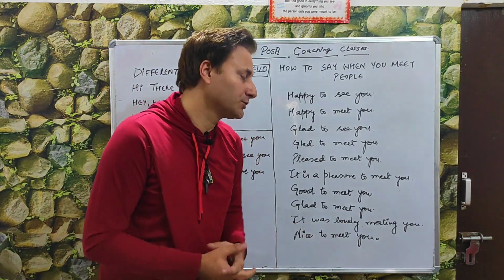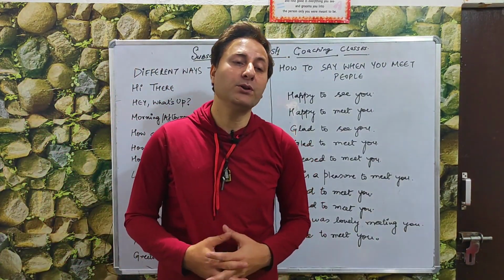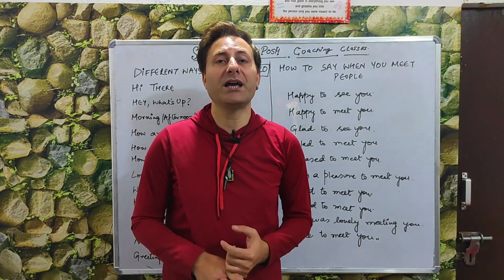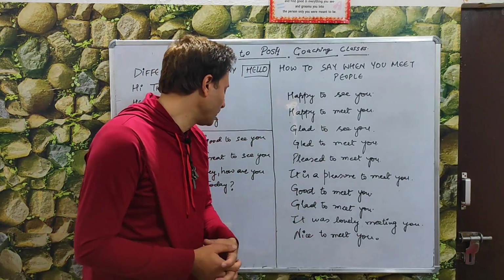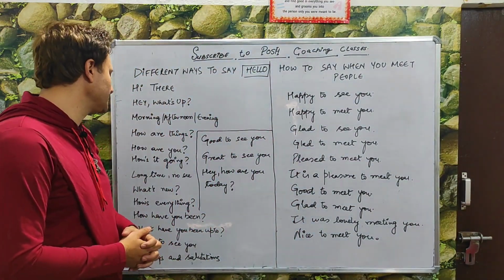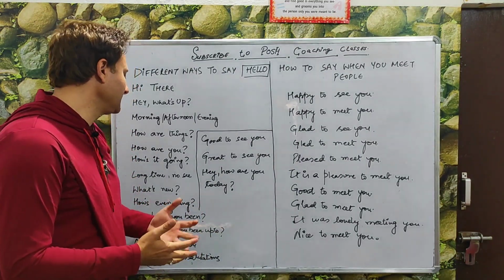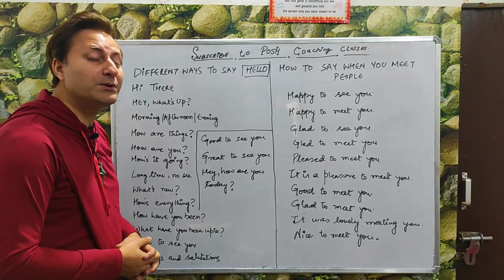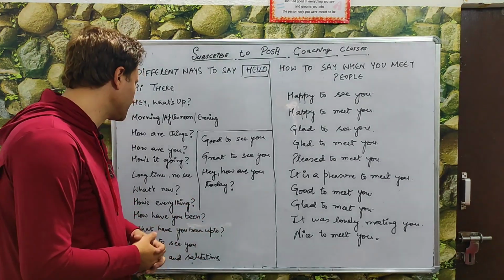How are things? It will be better, because once you ask this, people will understand that you are greeting them as well as asking how it is going with them. Afterwards you can say how are you. This is a commonly used sentence, how are you. You can use this as well. Then we have how is it going. It is again a very good one.